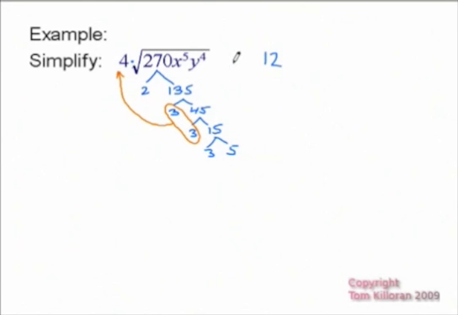And then we start working with the variables. Probably the easiest way to deal with a variable is to realize that there's a little index of 2 here for a square root, and just do a little division. 2 goes into 5 two times, so you're going to get 2 factors of x on the outside. 2 goes into 4 two times, so you're going to get 2 factors of y on the outside.